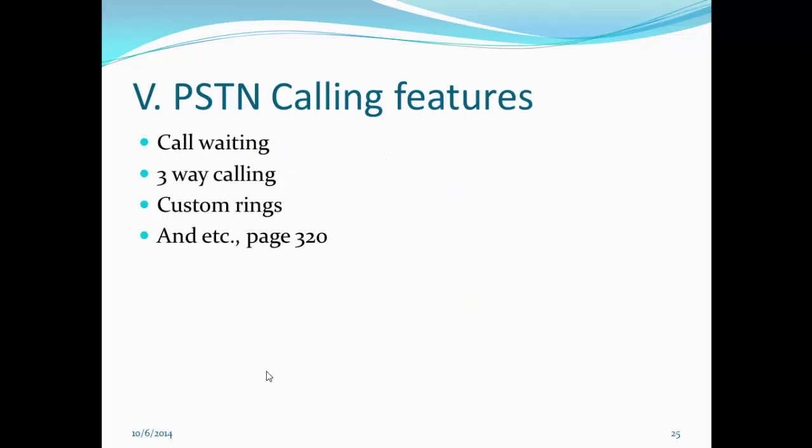PSTN calling features, if I reference this on page 320, some of these are self-explanatory. Make sure that you are familiar with it. Call waiting, for example, is available in most areas, to be notified when a call comes in while you are on the line. Three-way calling means you can make a conference call. Custom ring, for example, if you receive a call from one of your relatives, the ring is going to be a special song.